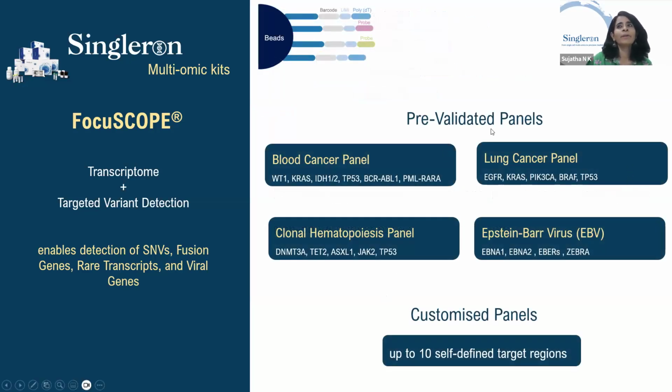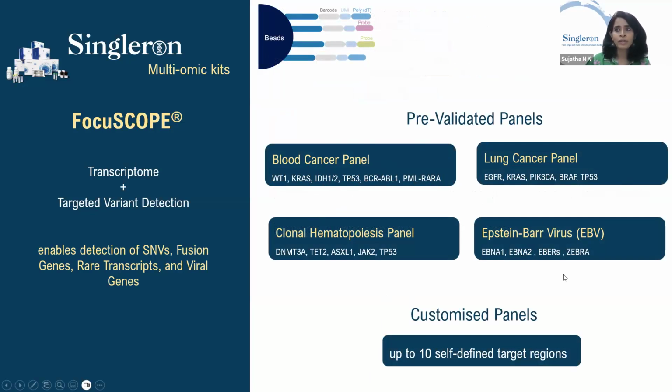So what we have are pre-validated panels. We have 4 that we offer based on different target regions. We have one for blood cancer, which includes gene fusion markers of interest, one for lung cancer, one for clonal hematopoiesis, and then one for EBV, that's Epstein-Barr virus. These are panels or kits that you can just buy off the shelf, and each of these kits will give you the RNA, the transcriptome, and the target panel of interest at the single cell level.